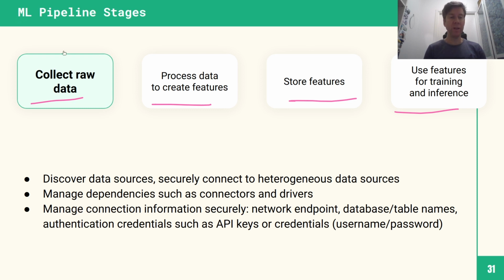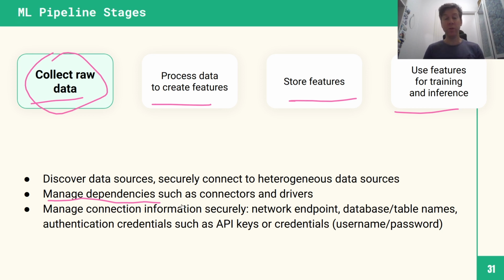So the first stage here is collecting the raw data, and this involves finding the data sources, securely connecting to them. They may be different locations. Maybe it's a database, a data warehouse. Maybe you're downloading a file from somewhere. You'll need dependencies to be able to connect to some of those data sources. You might need a connector or a driver. You need to authenticate your client when you're connecting to one of these data sources potentially.